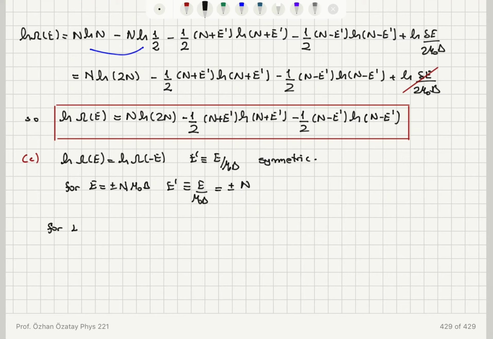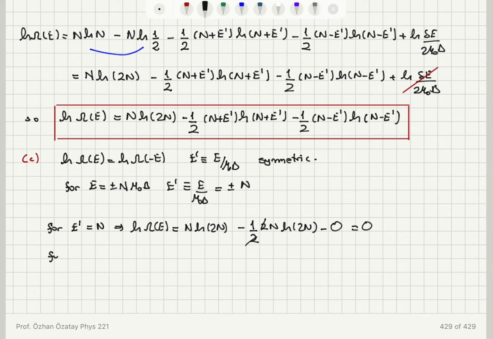So for E prime equal to plus capital N, for example, if I look at ln omega E, it would become capital N ln 2n minus 1 over 2 n plus E prime becomes 2n ln 2n, and then I would have minus n is 0. So this would give us n ln 2n minus n ln 2n minus 0, which is 0. And similarly, I would have the same thing for plus n mu 0 b.